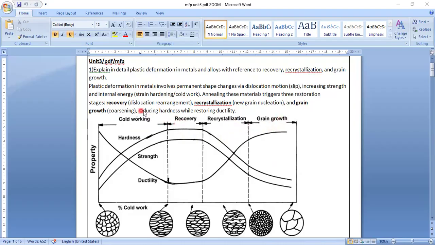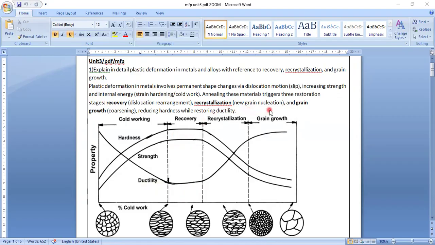What is happening in the recovery stage? The dislocations are rearranged. You can see here more spaces between the atoms and molecules, and fewer spaces in the recovery stage. By doing this, my ductility is decreasing, and the strength is increased to a critical level. Hardness also increases.